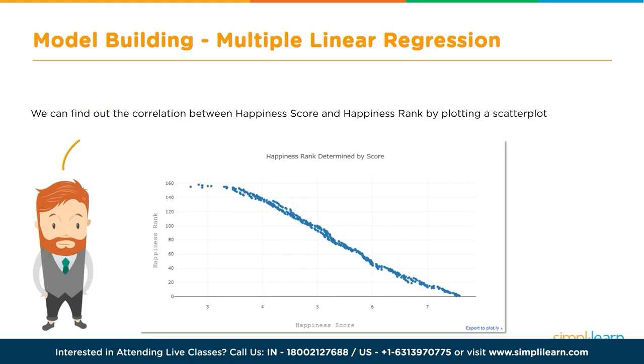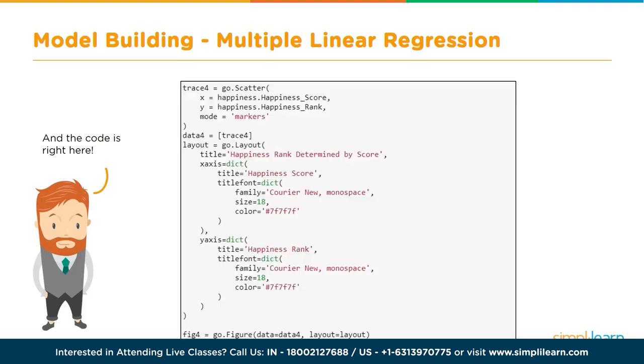So the happiness score is given here and the happiness rank is given here. They are inversely proportional, because the higher the score, the absolute value of the rank will be lower, right? Number 1 has the highest value of the score and so on. So they are inversely correlated, but what this graph shows is that there is a strong correlation between happiness rank and happiness score.